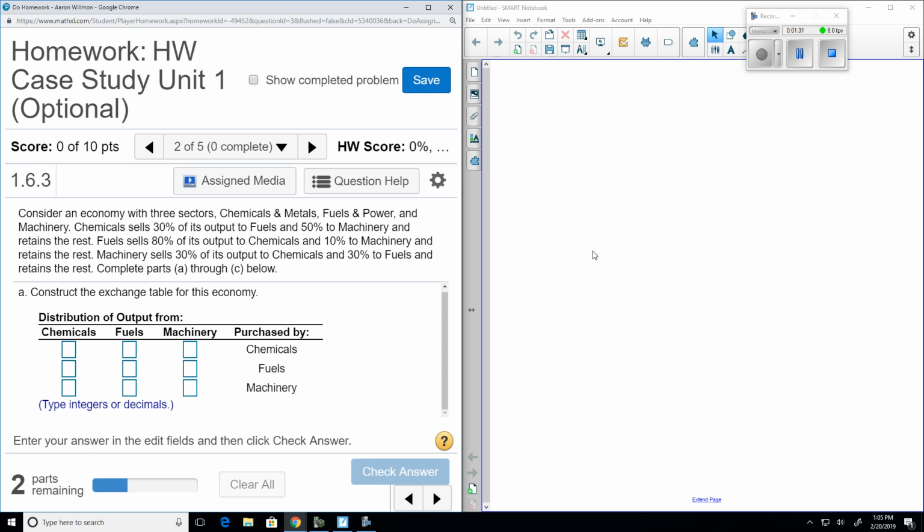Okay. So chemical sells 30% of its output to fuels and 50% to machinery and retains the rest. Fuel sells 80% of its output to chemicals, 10% to machinery and retains the rest. Machinery sells 30% of its output to chemicals, 30% to fuels and retains the rest. And we're going to fill out this table. The book will make diagrams, and I think the diagrams are good.